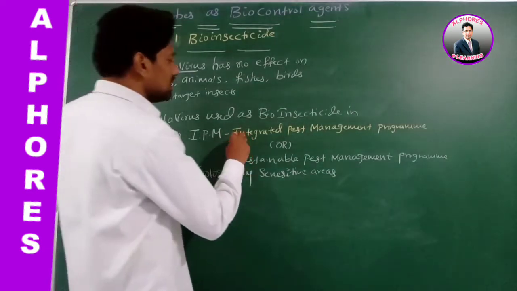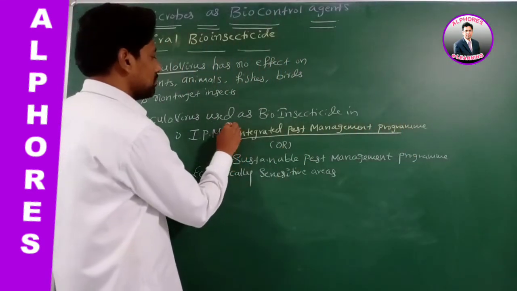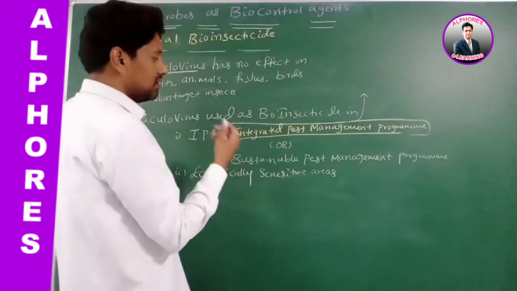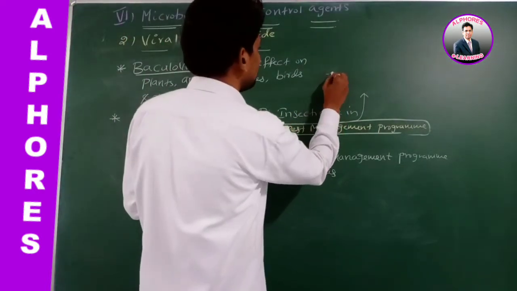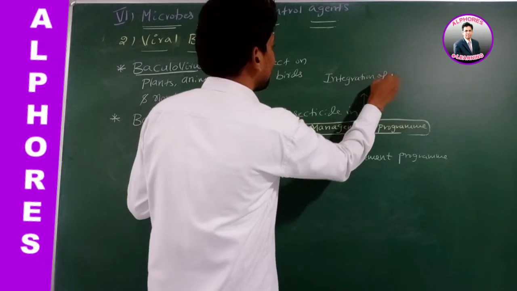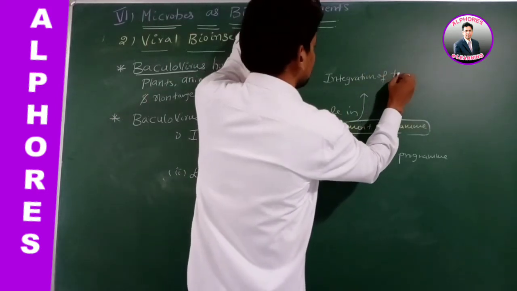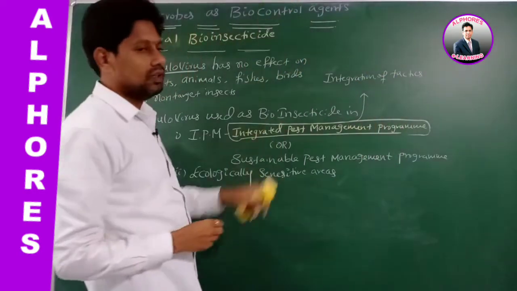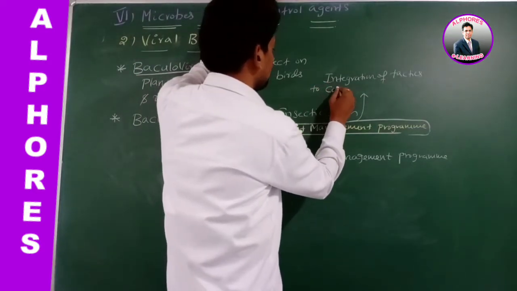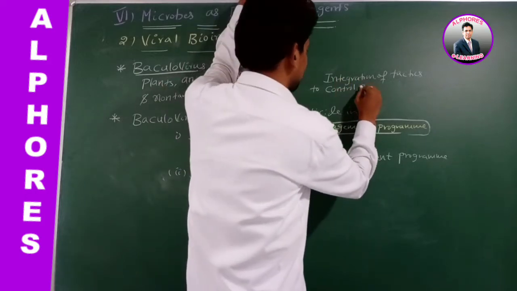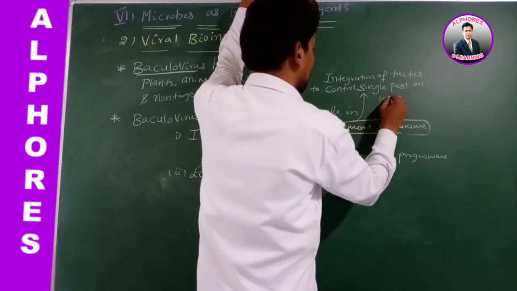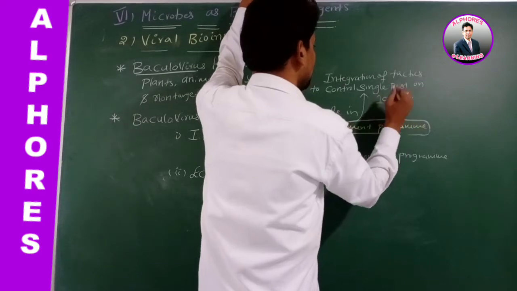Now you tell me, what is the meaning of Integrated Pest Management Program? The name itself indicates integration, integration of tactics to control a single pest on one crop or many crops.